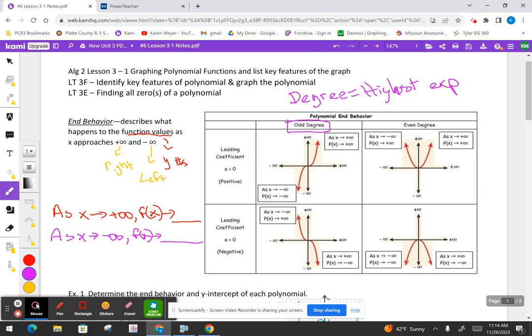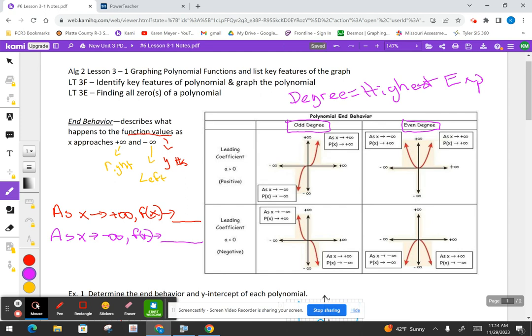Apparently my handwriting was not very good right there, so let me retry that for you. But it stands for the highest exponent. And of course, if it's odd, then odd is saying like it's a power of 1, power of 3, power of 5. Or over here it says even, which would be power of 2, 4, 6.